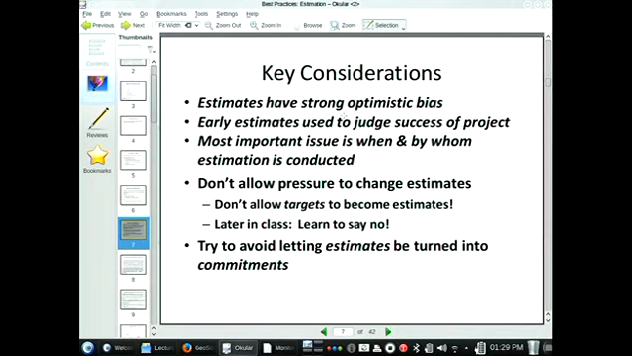Okay, so a couple key considerations that I touched on before. Estimates have a strong optimistic bias, and often early estimates in a project are used to judge the success of that project. I mentioned this earlier.